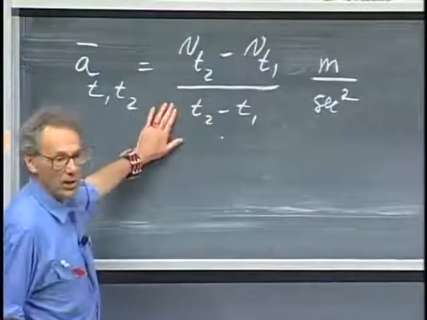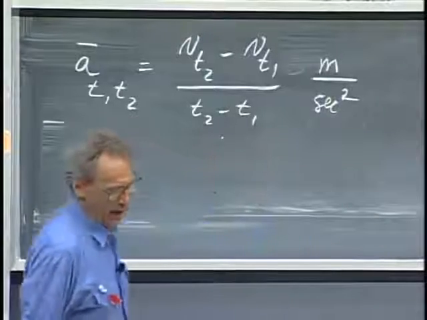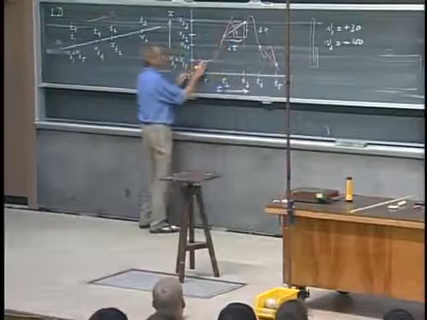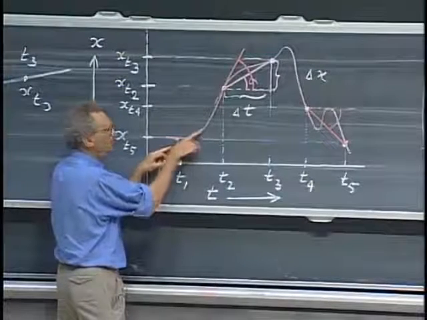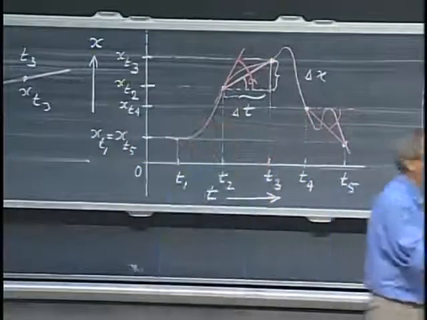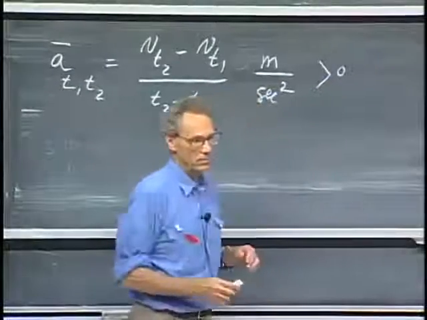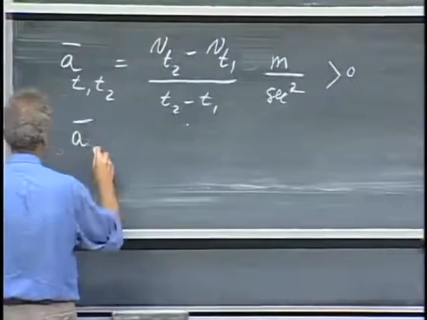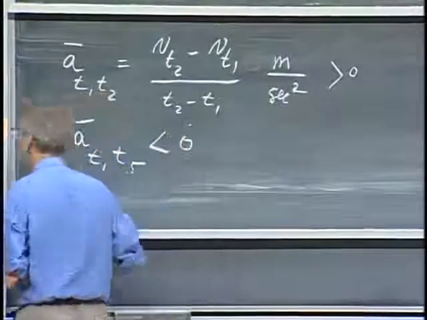This number can be larger than 0, it can be equal to 0, and it can be smaller than 0. In our case, t1 to t2, notice the velocity is 0 at the start, and it begins to increase because this angle alpha increases. It's the angle that matters. The angle increases, so from t1 to t2, the average acceleration is larger than 0. Look at the angle. However, if you take the average acceleration between t1 and t5, that is smaller than 0.